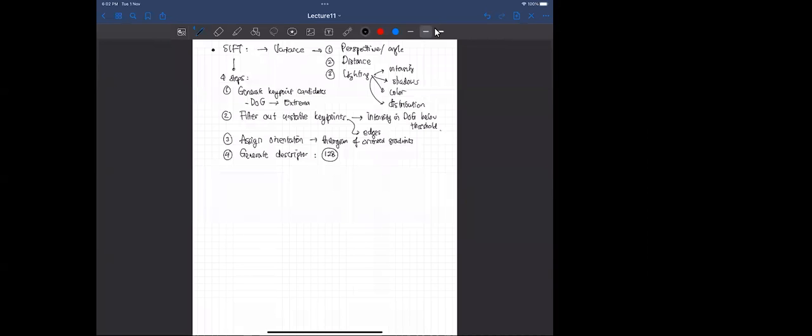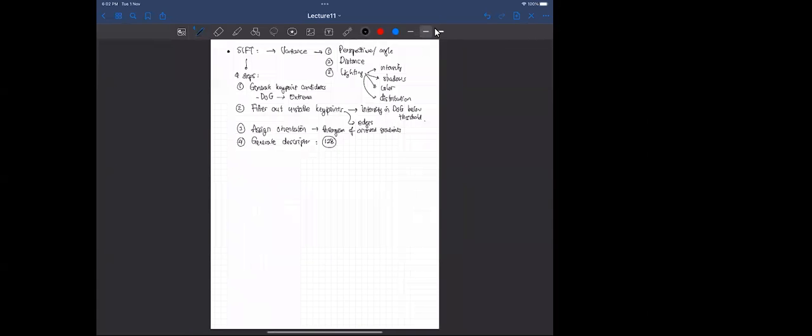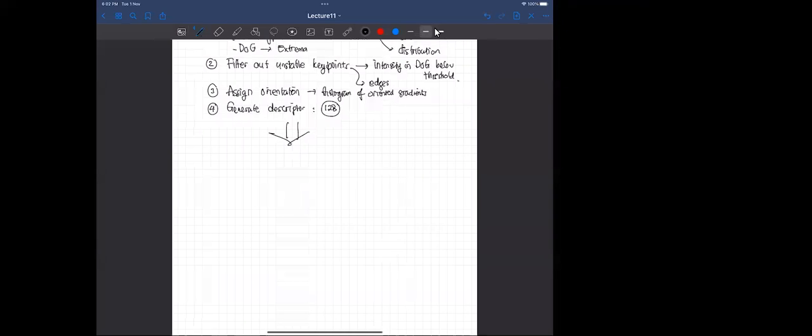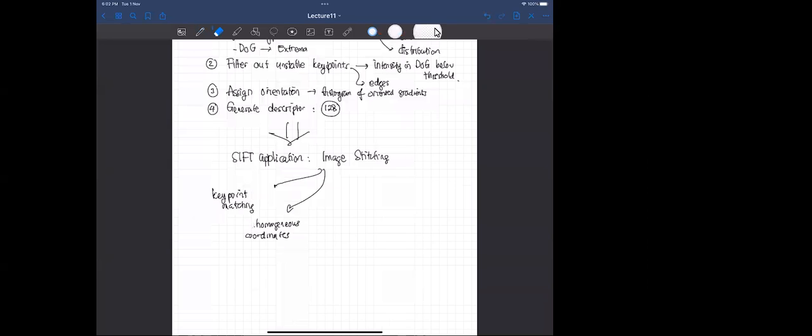Okay, so if not, then let's continue with the review. Once we finish with the C, the next topic was the SIP application. The SIP application that we discussed was image stitching. This is actually your assignment. In image stitching, there are a few important concepts. One is key point matching. The other important concept is homogeneous coordinates. You have to know why we have to use homogeneous, not inhomogeneous, coordinates.